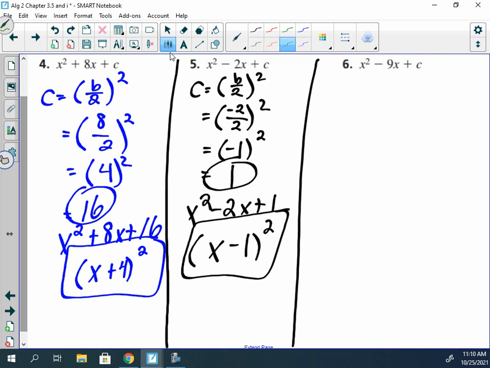All right, let's look at the last one. Now we want to find the value of c for this here, x squared minus 9x plus c. Now again, c is equal to b over 2 squared. Our value of b in this case would be negative 9. And what is negative 9 divided by 2? Negative 4.5. Yes, we get a decimal number. It doesn't divide evenly.